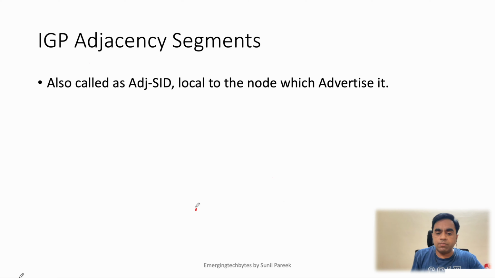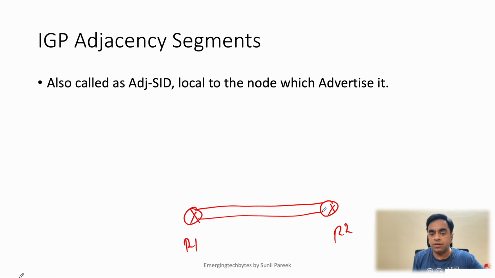To give you an example, let's say I have R1 and R2 and I have multiple links. You can enable any IGP like OSPF or ISIS. Both of them support segment routing. By default, your IGP can pick any path. It can pick the first, the second, or the third.